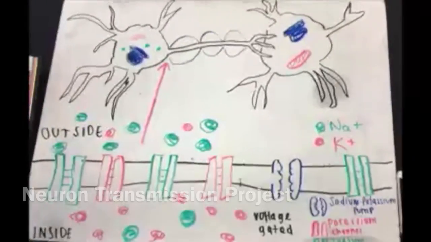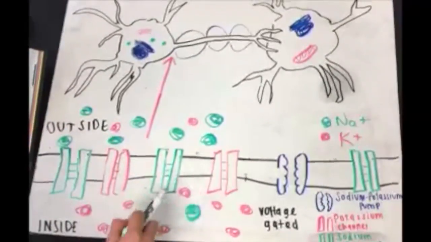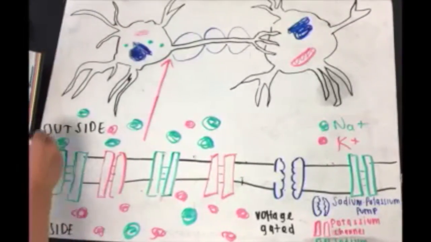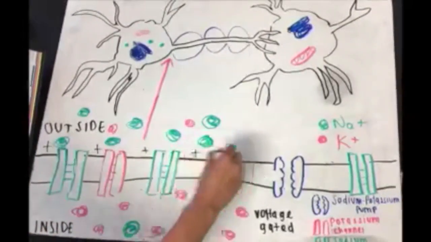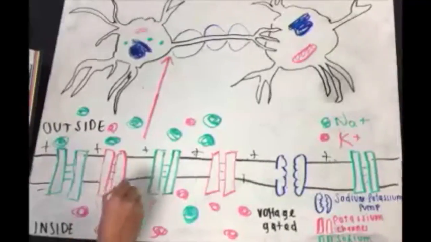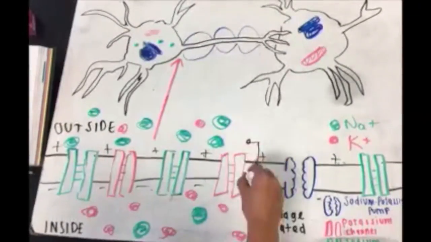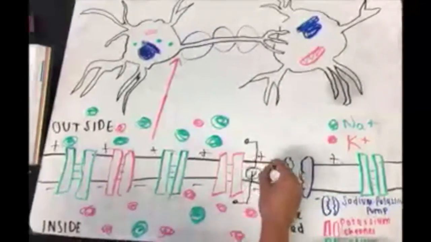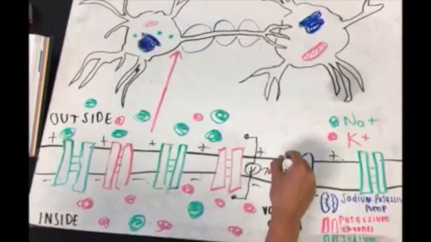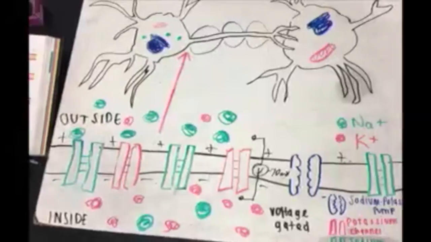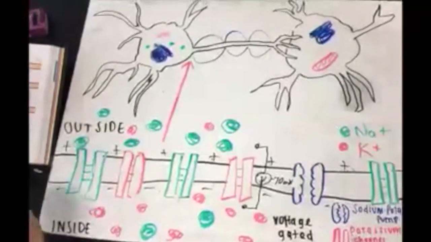First, what we're going to do today is talk about what happens when a neuron receives a signal, and how it sends it down to the next neuron. Primarily, there is a resting membrane potential with a magnitude of negative 70 millivolts, and this is caused by a greater amount of positive ions outside the membrane than inside.